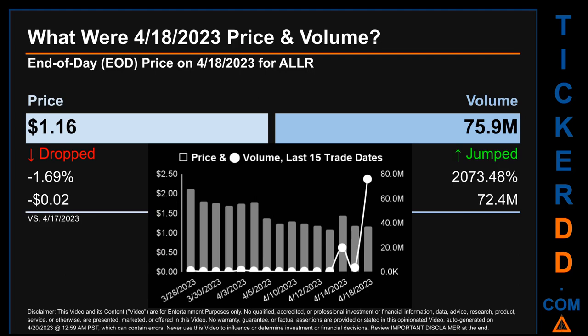The graph shows price and volume for the last 15 trade dates. Across a range of $1 and 2 cents, the max and minimum end-of-day price were respectively 2.11 and 1.09. Volume saw a range of 75.8 million, from a day low of 76.6 thousand to a day high of 75.9 million.